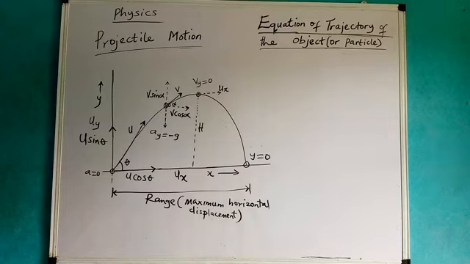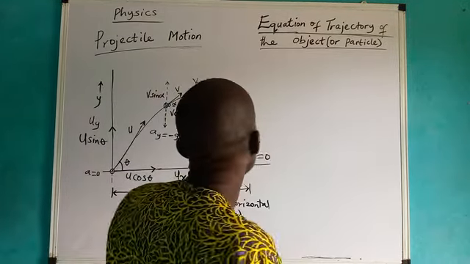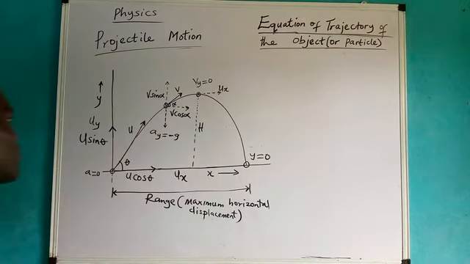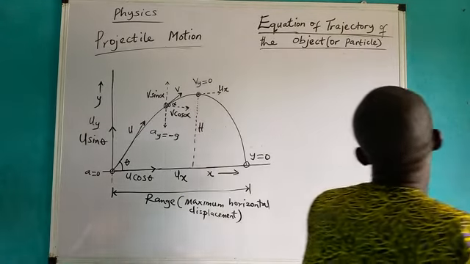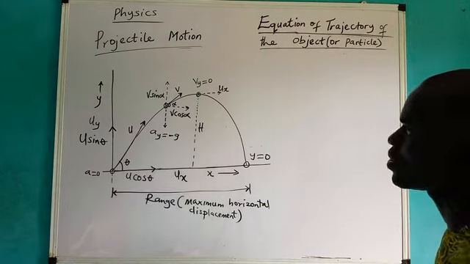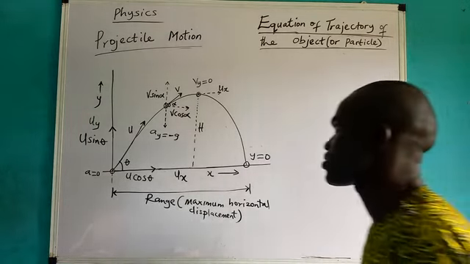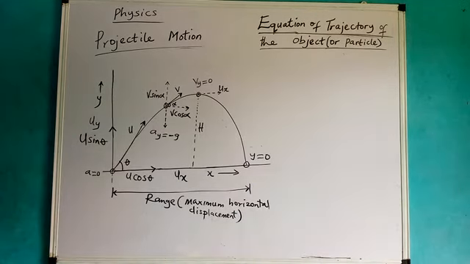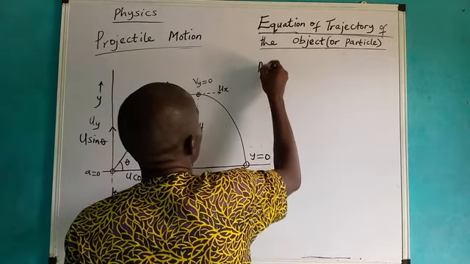Consider the equation of trajectory of the particle or object. This will now lead us to the relationship between the S and Y axes. We are going to determine the maximum horizontal displacement. Let us consider that one first.